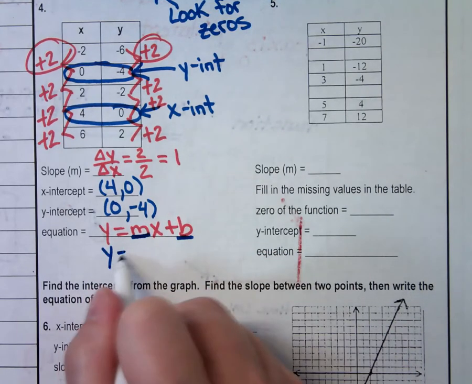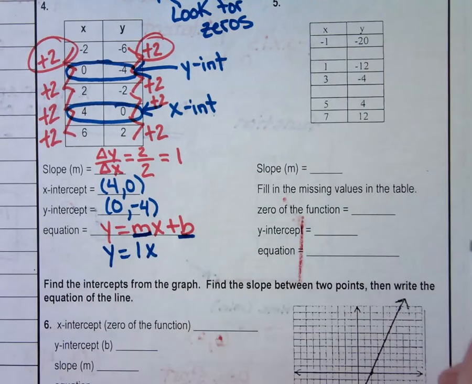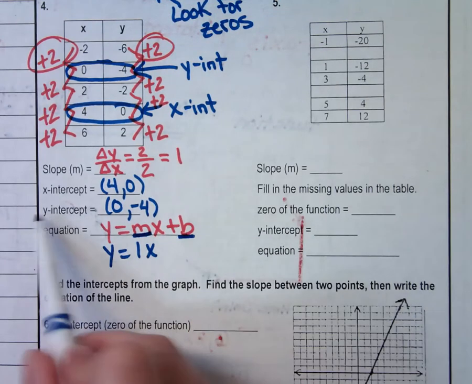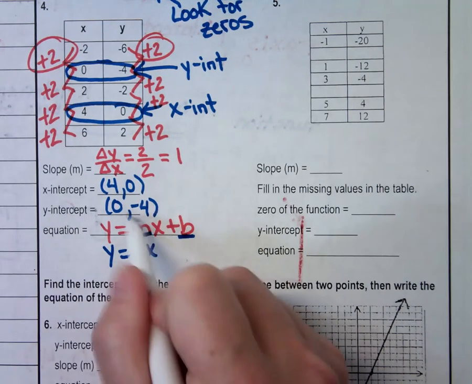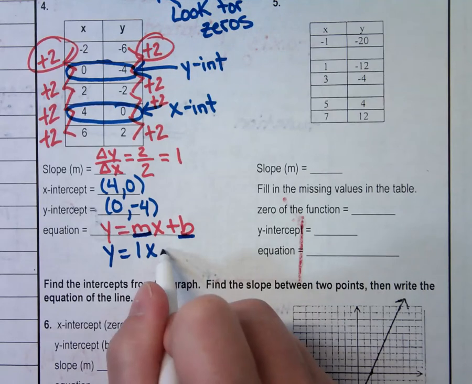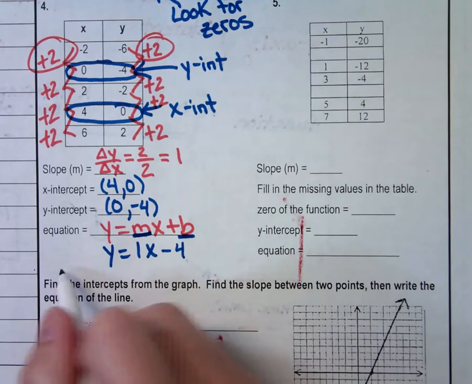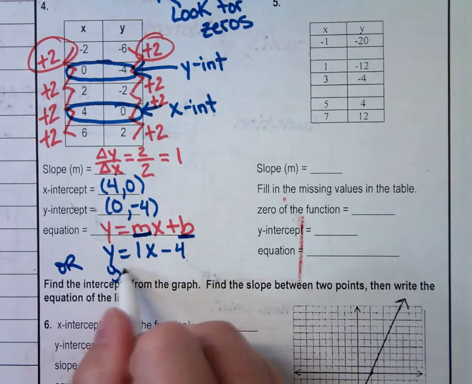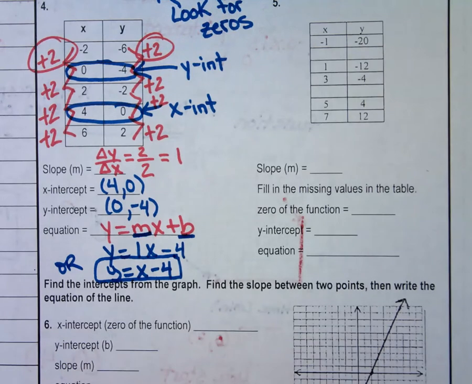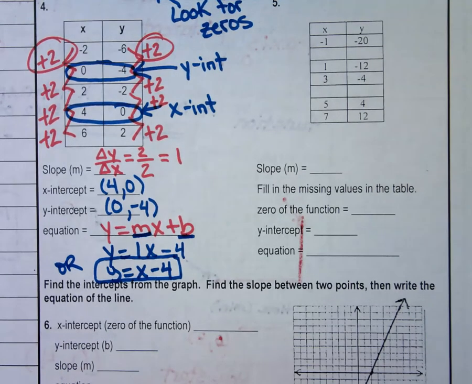So it's going to say y equals 1x. And then the b, the y-intercept, is this guy. So this guy is our b, that negative 4. So instead of writing plus a negative 4, I'm just going to write minus 4. The other way of writing this is y equals x minus 4. You don't actually have to write the 1 in front of the x. I just did it so you knew that that's where the slope went.